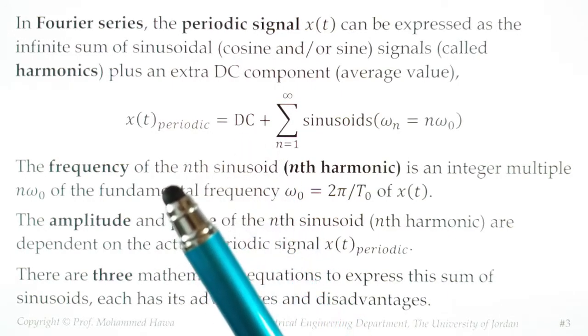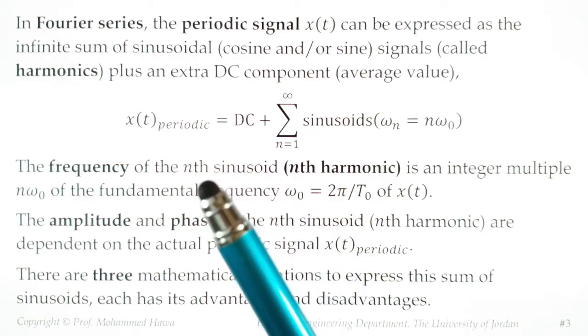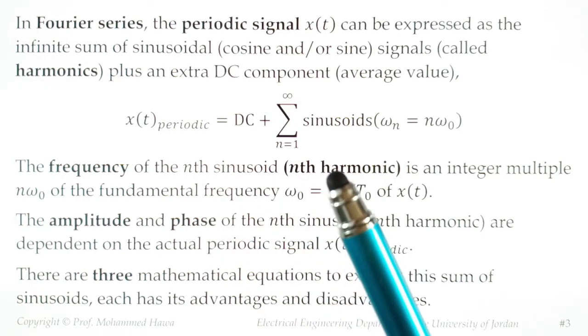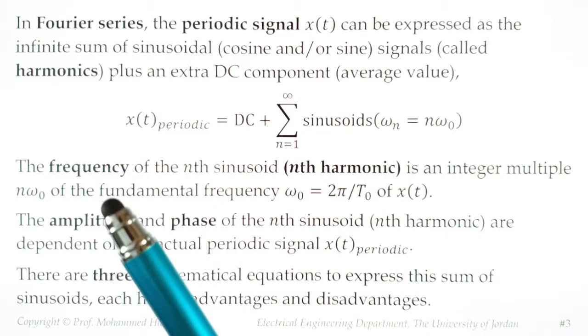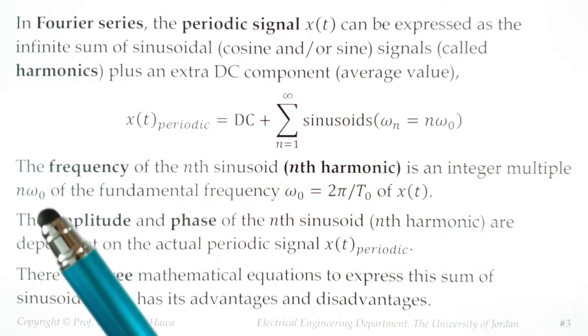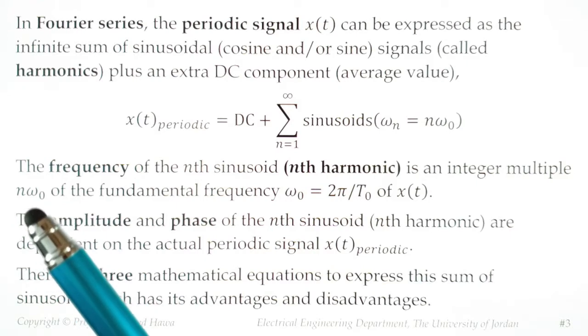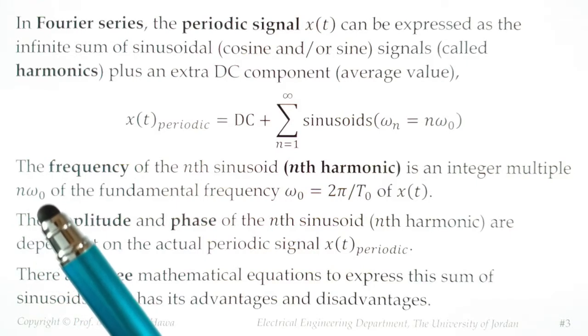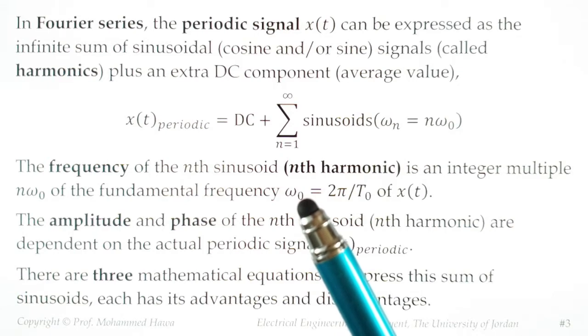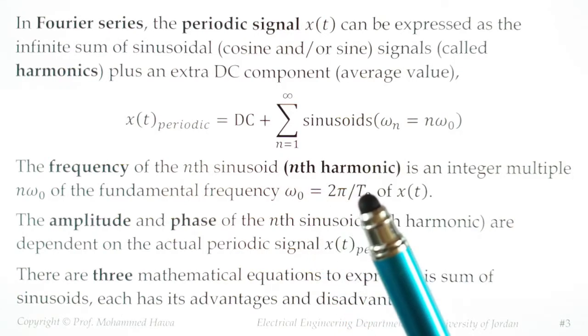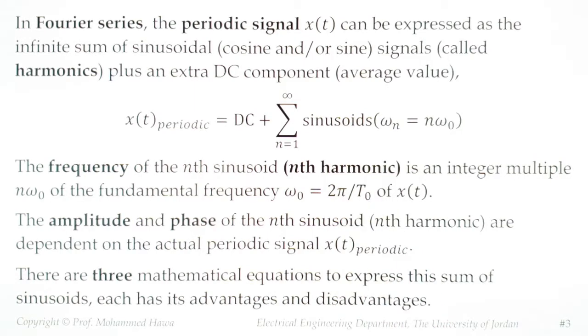The frequency of each of those sinusoids, the nth sinusoid, which we call the nth harmonic, is actually an integer multiple of the fundamental frequency. So the frequency of the nth harmonic is n multiplied by omega naught, where omega naught, as we discussed earlier, is the fundamental frequency. How do we calculate the fundamental frequency? It's 2 pi over the fundamental period for the signal x of t.